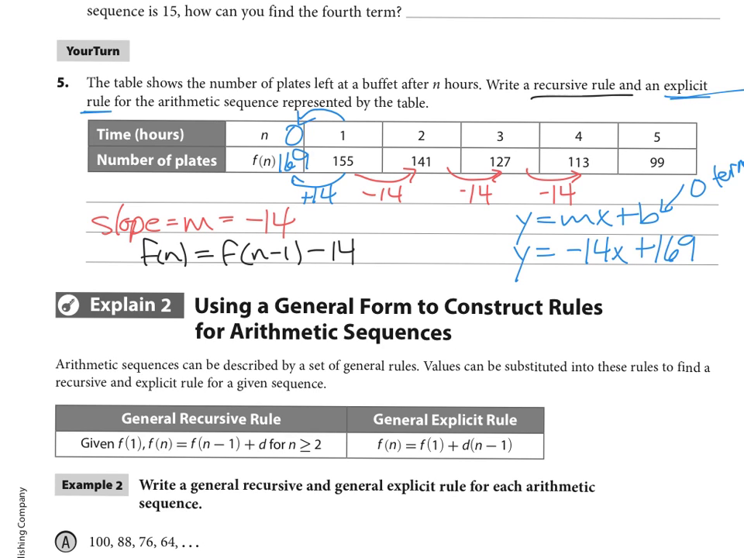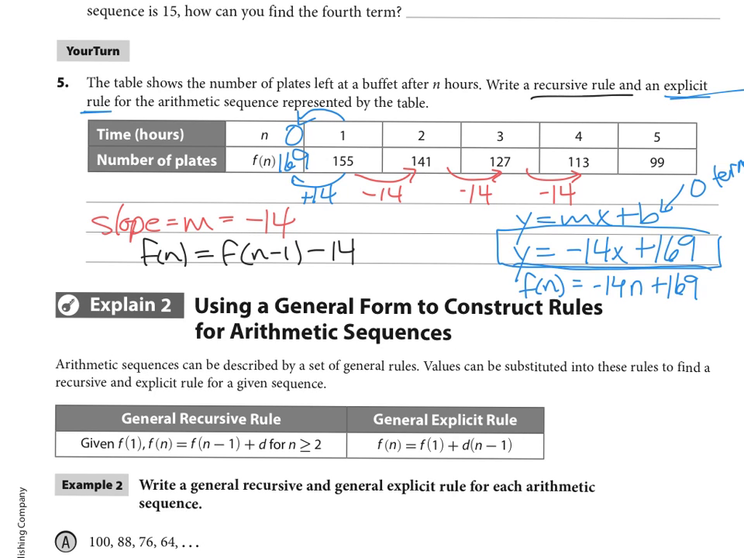Now, technically, this is not right, because what is the variable they're using here? N. So really what you want to write is function notation using n. So really you want to write f of n equals negative 14 n plus 169.